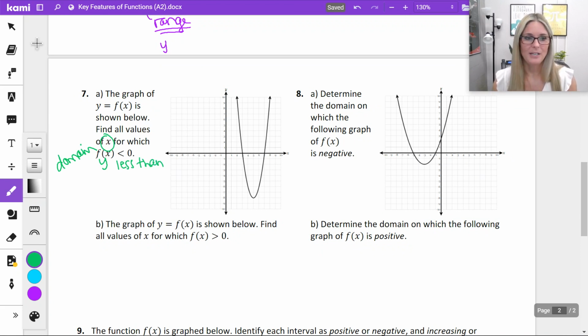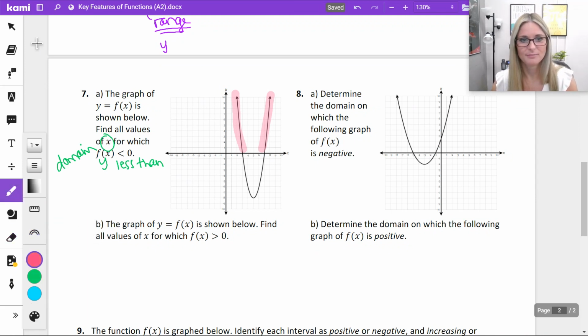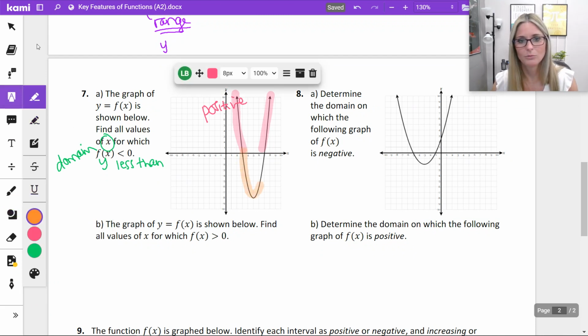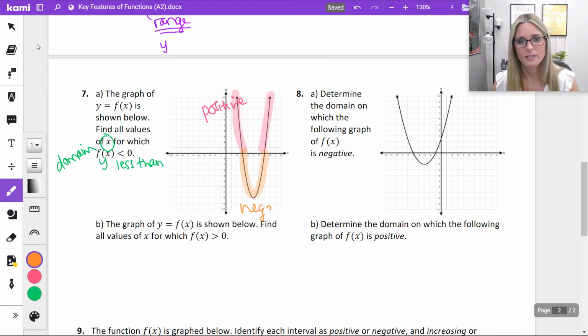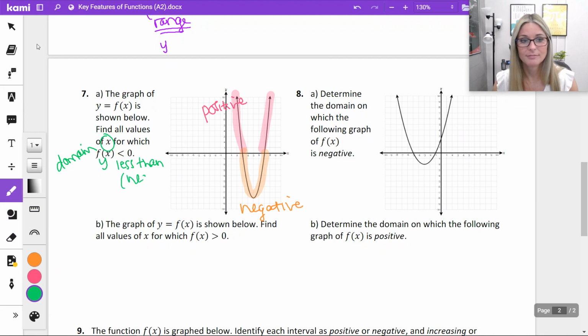So really simple here. I'm going to highlight for us. Anywhere that our graph is above the x-axis is positive. Anywhere that our graph is below the x-axis is negative. So in our question here, we're being asked to identify all the x values or the domain where our function is less than 0 or where our function is negative.